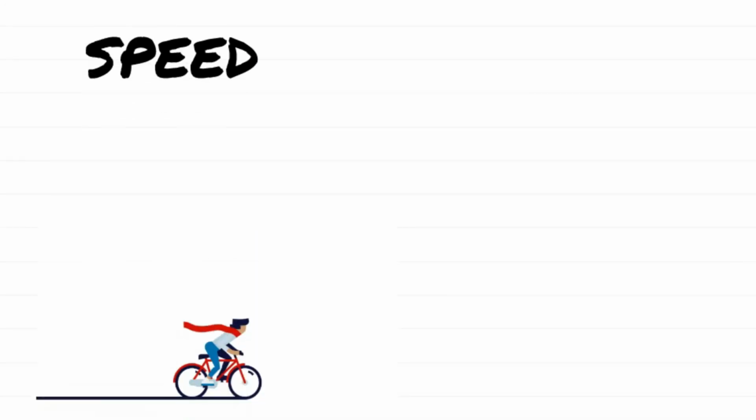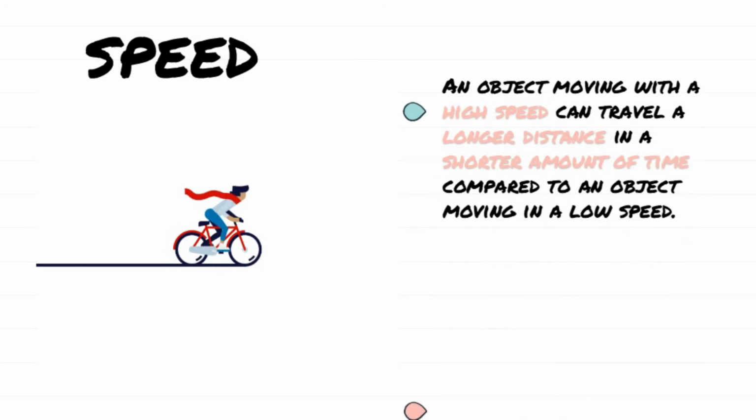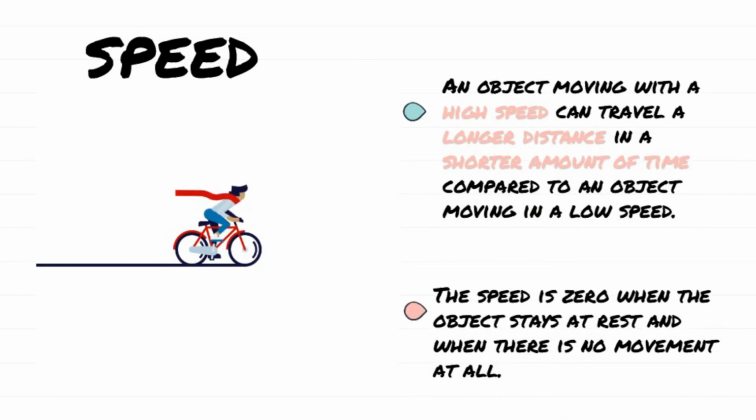An object moving with a high speed can travel a longer distance in a shorter amount of time compared to an object moving in a low speed. The speed is zero when the object stays at rest and when there is no movement at all.